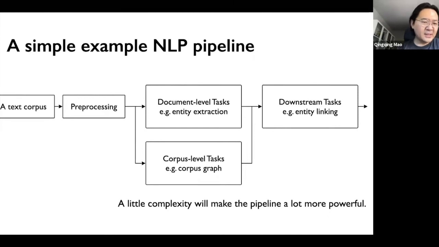So for example, it's the same text corpus and you do the pre-processing, and then you still do the document level task, like for example, entity extraction on every single doc, right? But on the other hand, you can have another type of task, that's a corpus level task. For example, you build a document to document relation graph just on all documents. And then after that, you can combine the document level task results with the corpus level task result, and then send to a downstream to do some entity linking and all these things.